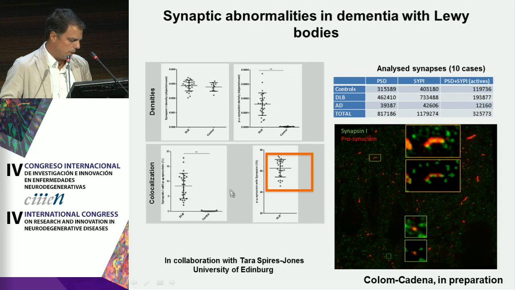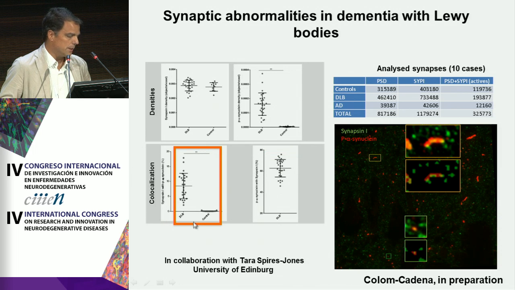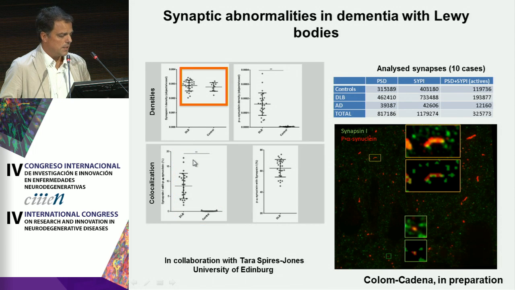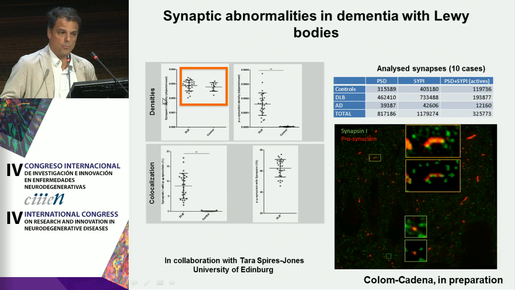Here, the readout that we get is that about half of the phosphorylated synuclein that you can see in DLB is actually related in some way with synapses. When we look at it the other way around, the number of synapses that contain phosphosynuclein varies from 5 to around 20%, so it depends on each case. And surprisingly, when we look at densities of synapses, we don't see much difference between cases and controls. This was very surprising to us.